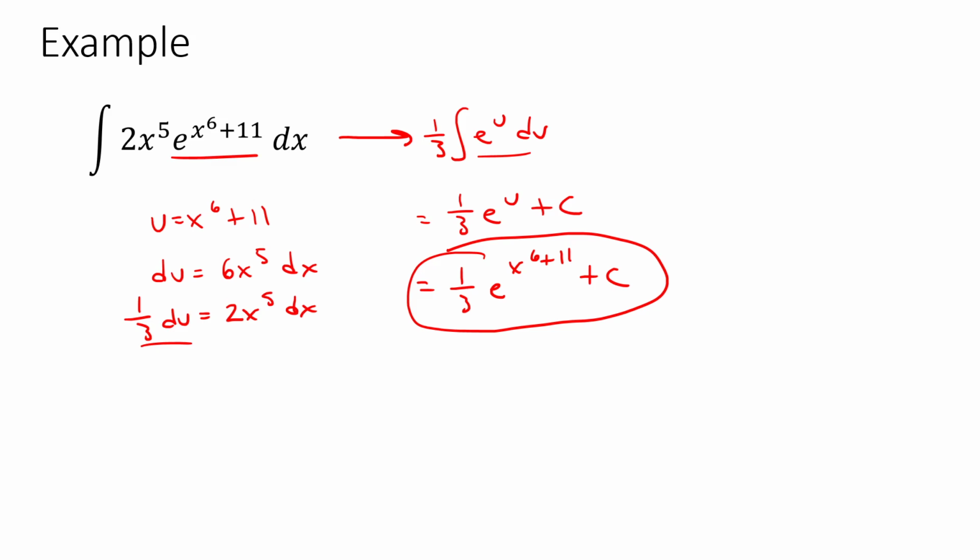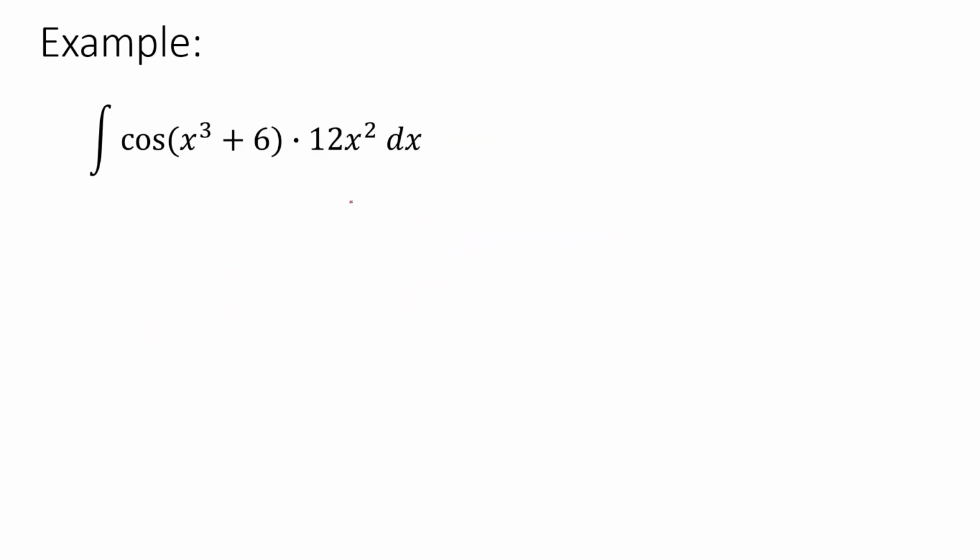Another example. Cosine of x to the 3rd, so I'm going to let that be my u. Again, it's inside of something, so it's a good choice. Find my du.